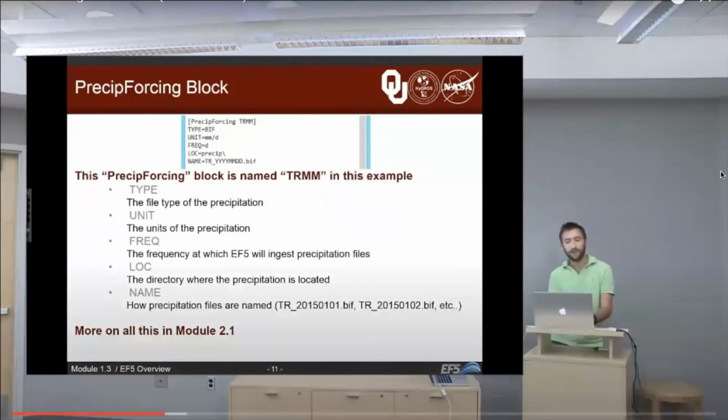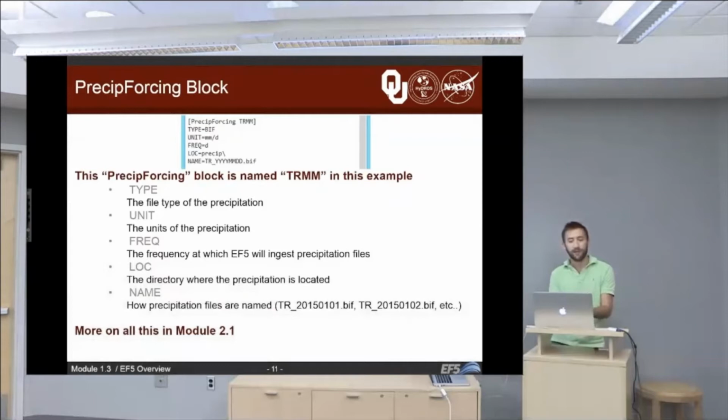Después tenemos LOC, que es el directorio en donde se encuentra la precipitación, y también tenemos el nombre, que es la manera en la que se nombran los archivos de precipitación, lo cual es muy importante en este caso, ya que el modelo necesita que los archivos tengan la fecha. In this case, the YYYYMMDD stands for year, month, and day. So EF5 goes through and it knows that each file is named TR 2015.